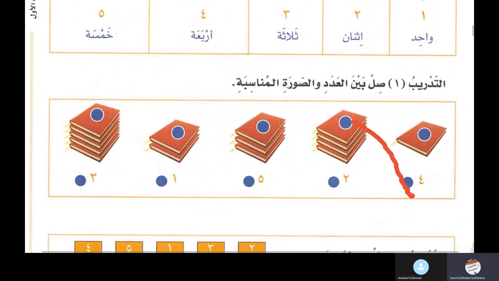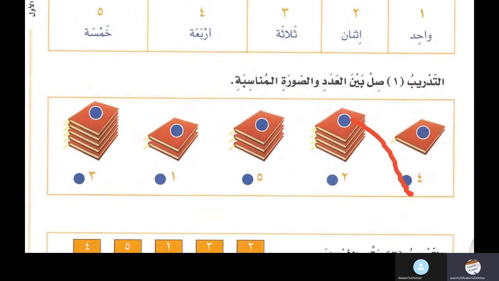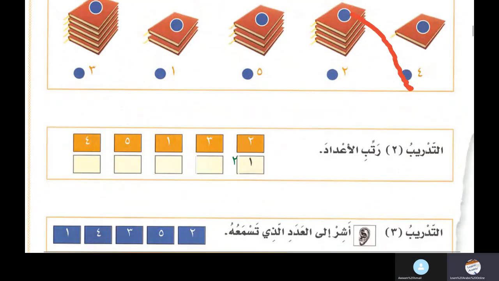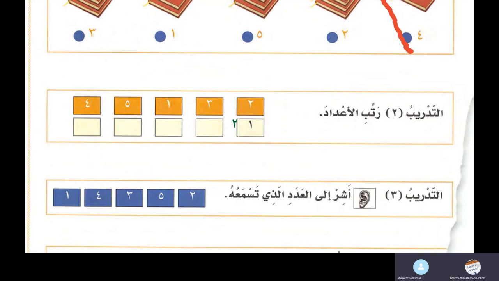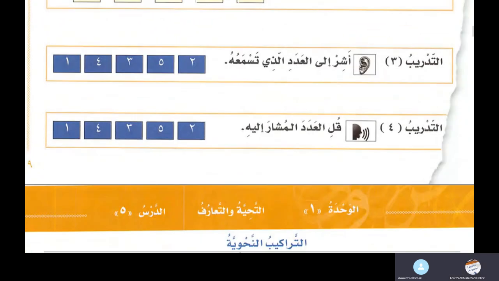At-tadribu al-awwal: sil bayna al-adadi wa as-surati al-munasiba. Join the number with the appropriate picture. So you'll join them, okay? This is your homework. Okay, homework. Arrange the numbers. So you'll arrange them and write them in the boxes, okay? This is also your homework.